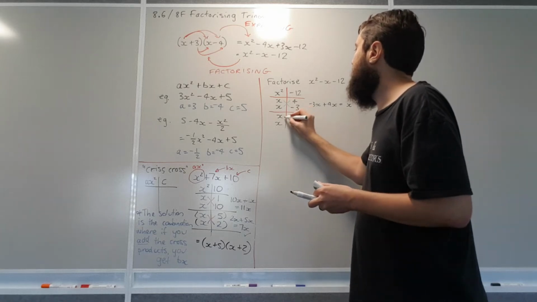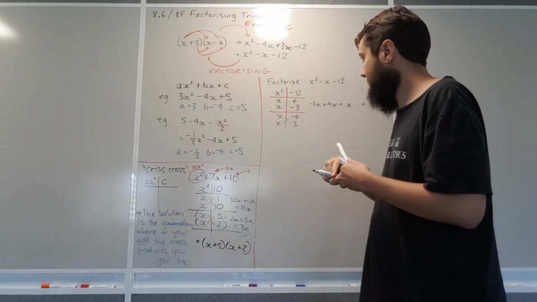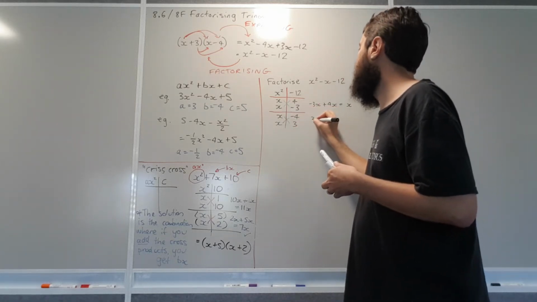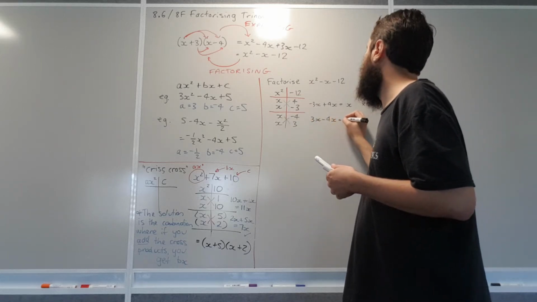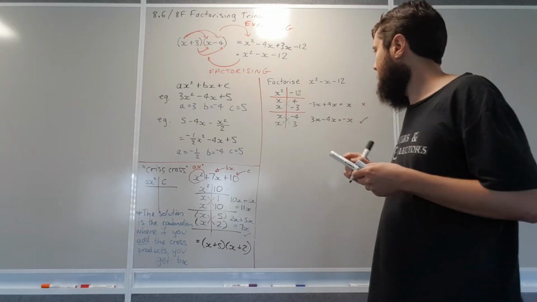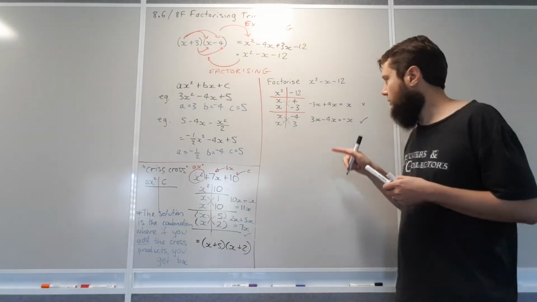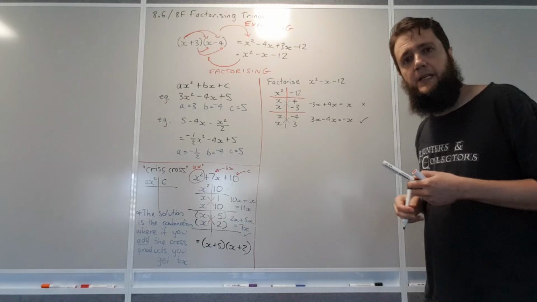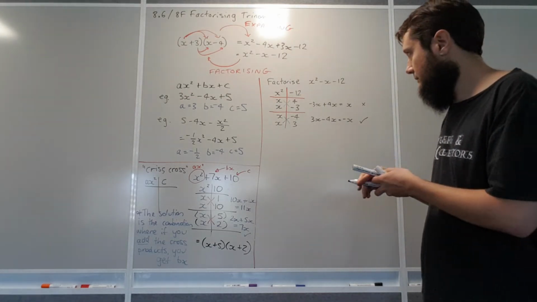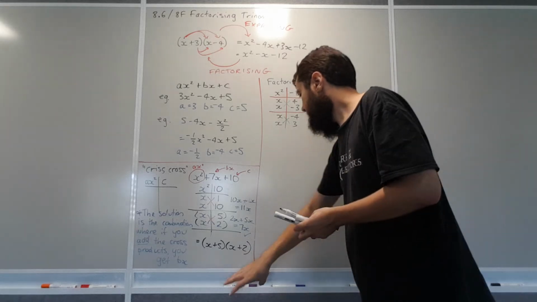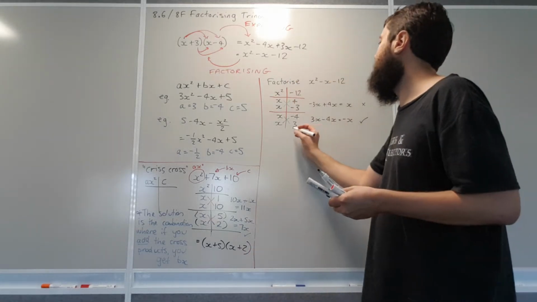We do the same thing again, crisscross. That's 3x, take away 4x, equals negative x. That works. We've got the b component, right? We've got our negative x there. So that's the solution. So in the end, we put the brackets around it.